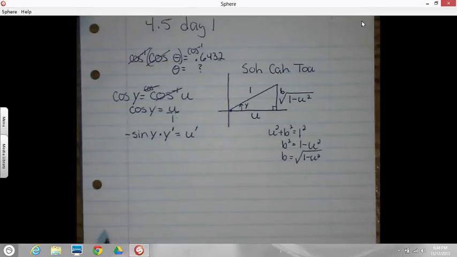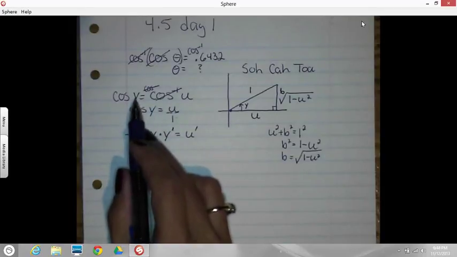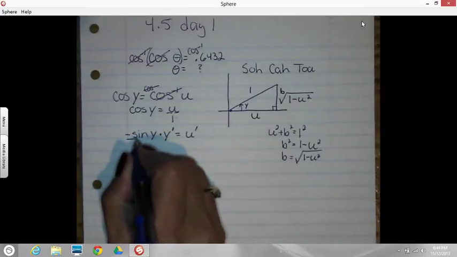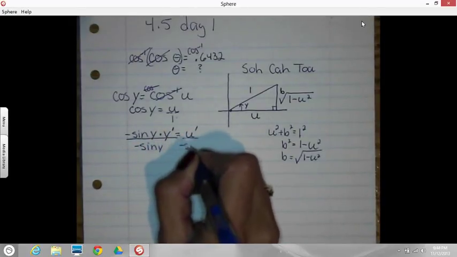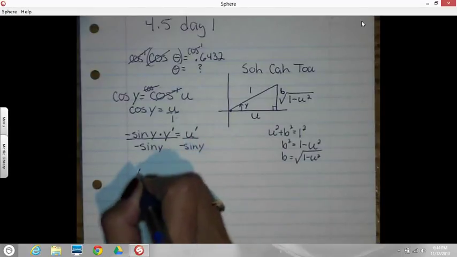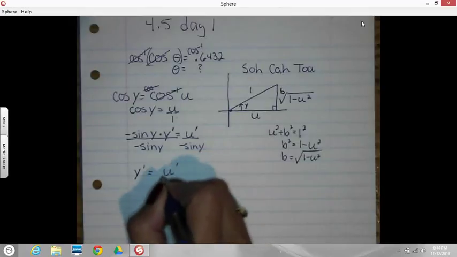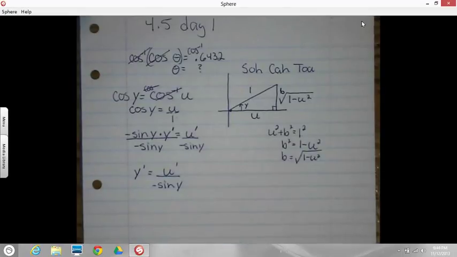Okay, our goal is to solve for y prime. Because I had y equals inverse cosine, I want y prime. I want to know what the rule is going to be. So if I solve for y prime, I'm going to divide by, because it's being multiplied here, the negative sine y on both sides. So y prime equals u prime over negative sine y. Okay, the goal now is to get rid of the y's and get all u's here.